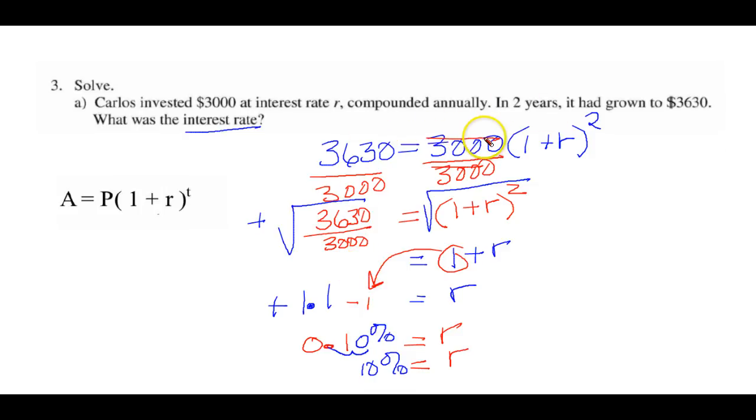And we substituted. We divided the 3,000 by both sides here. Then we took the square root of this to get rid of our exponent. We eliminated the negative because we're not interested in the negative. That's a possible answer, but it doesn't apply here. And when we subtracted a 1 from this, we got 0.1, which is 10%.